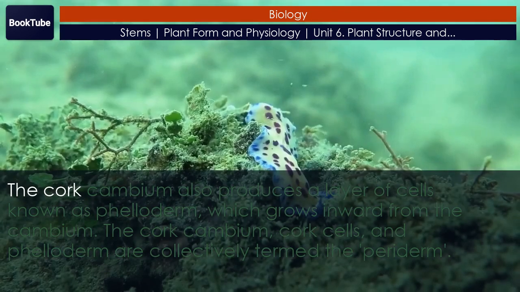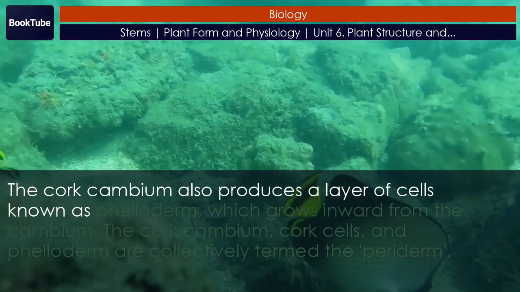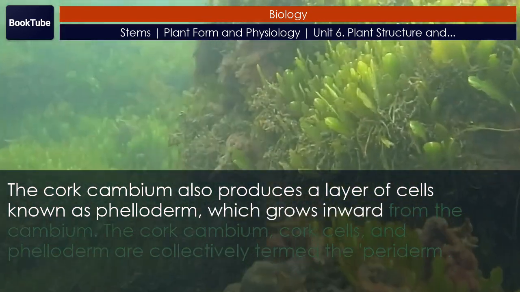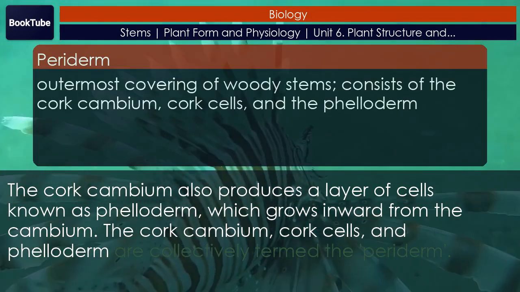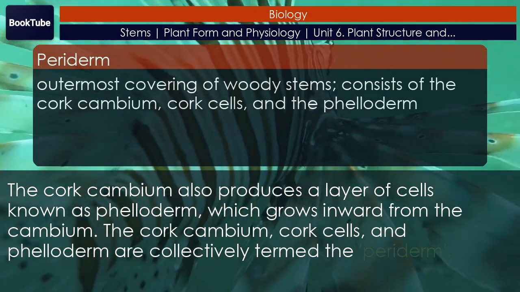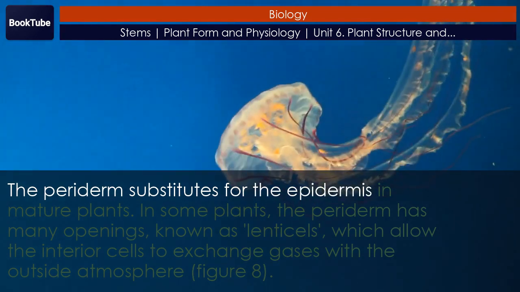The cork cambium also produces a layer of cells known as phelloderm, which grows inward from the cambium. The cork cambium, cork cells, and phelloderm are collectively termed the periderm. The periderm substitutes for the epidermis in mature plants.